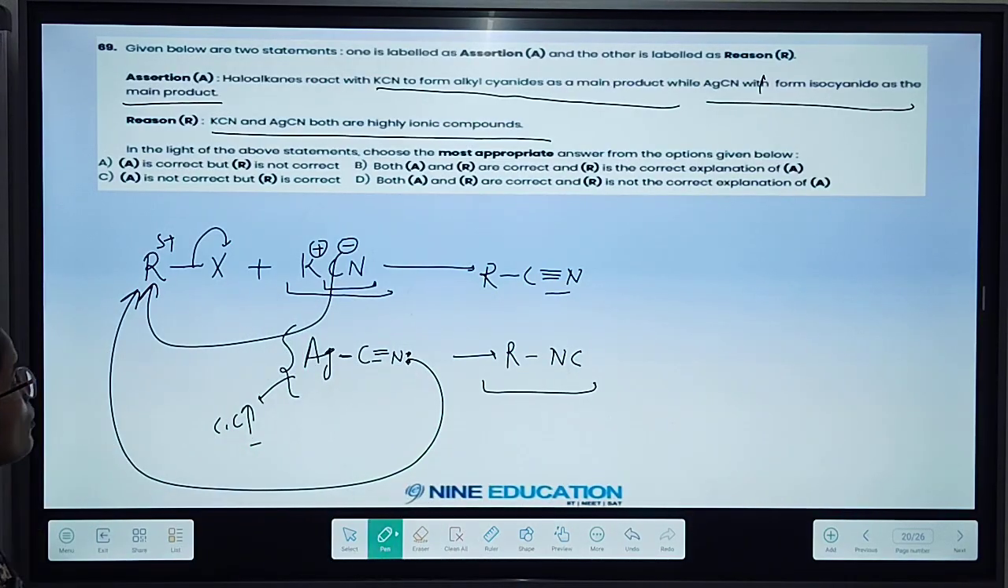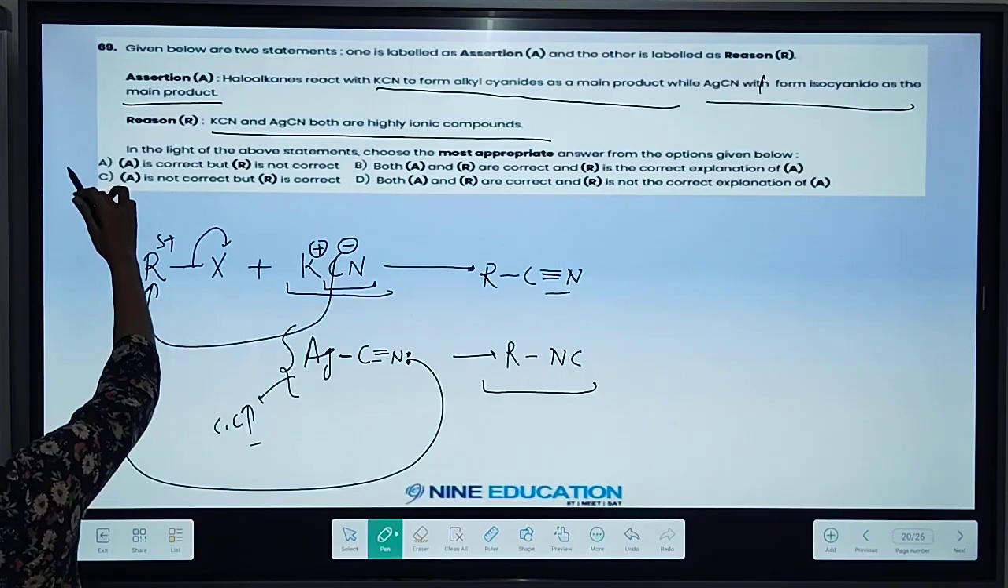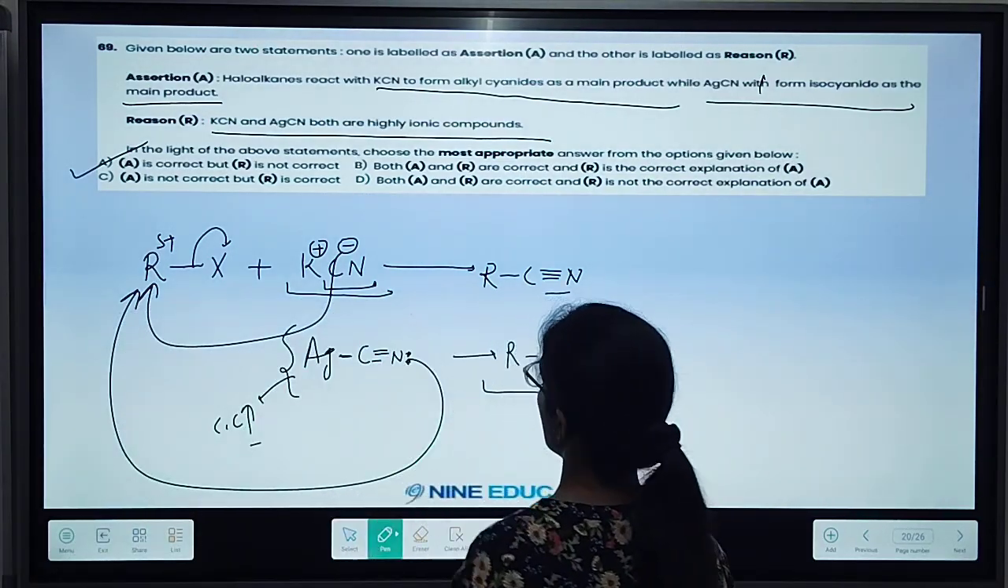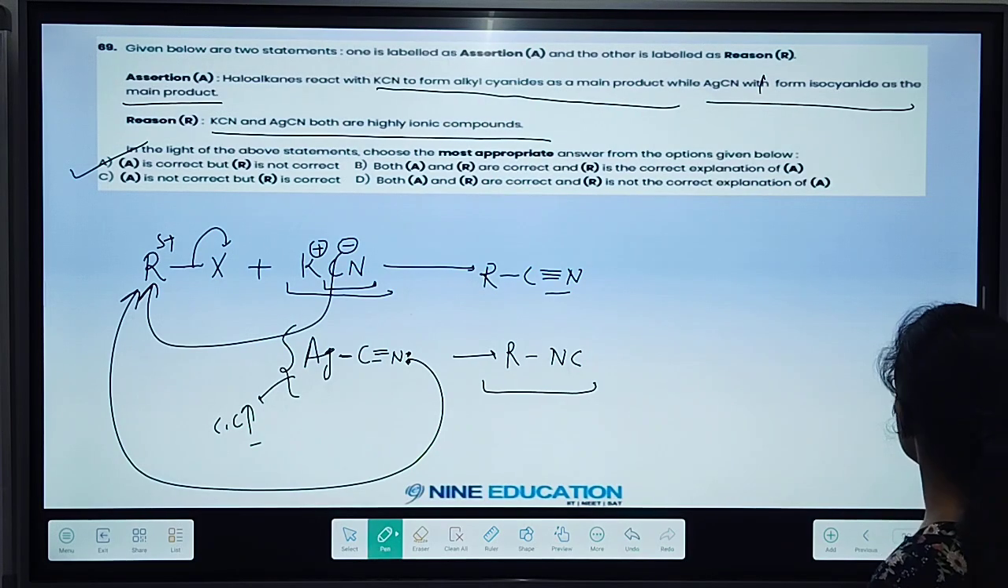Isocyanides are formed. So assertion A is completely fine, but the reason, saying they both are highly ionic compounds, is wrong. So A is correct, but R is not correct. Option A would be the correct answer here.